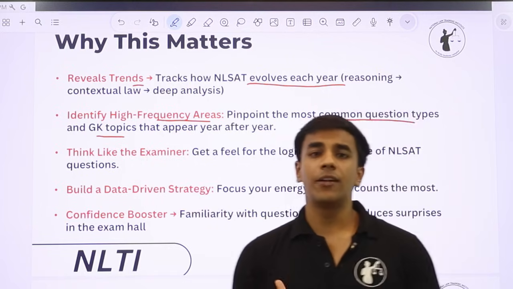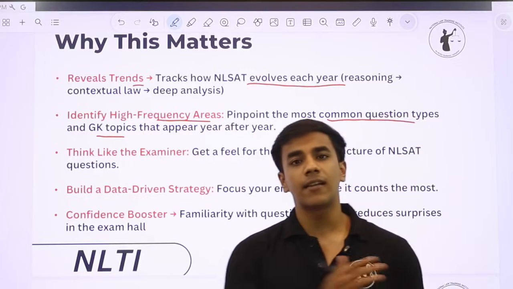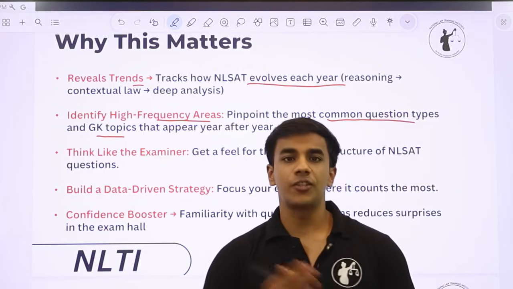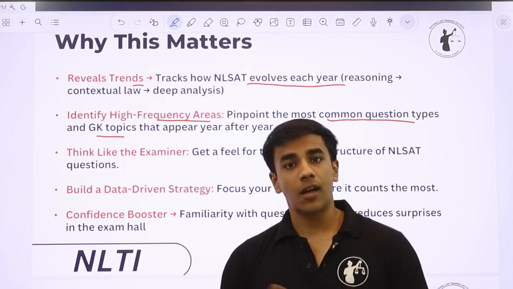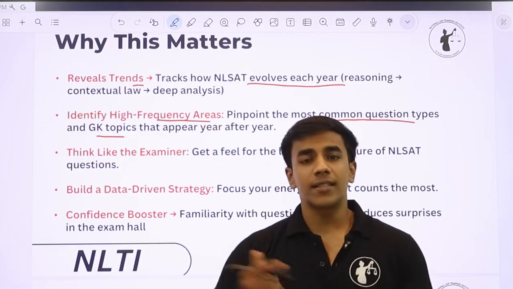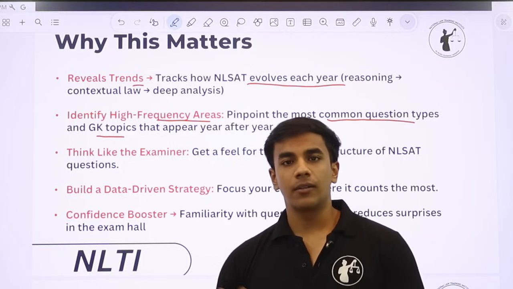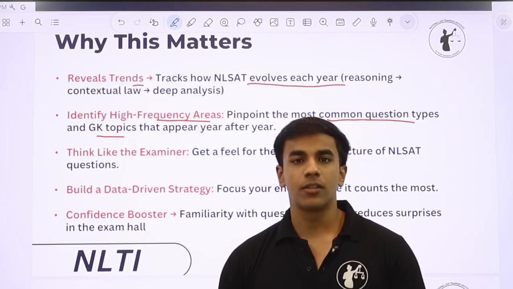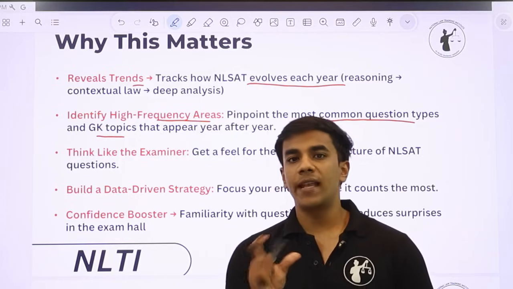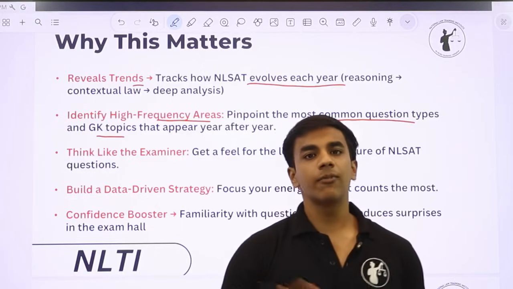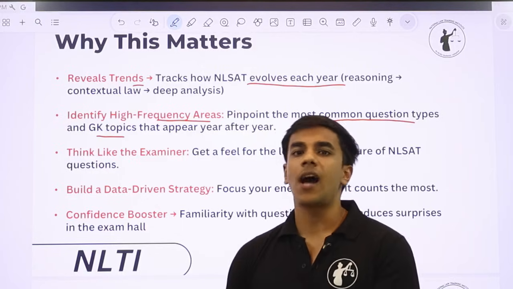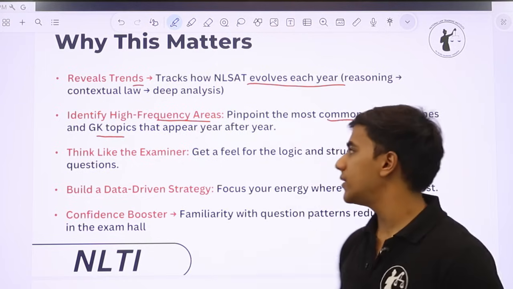NLSAT PYQ discuss करने से हमें पता चलेगा कि NLSAT का focus primarily किन चीजों पर रहता है. Specifically in the GK section, as we'll talk about in the coming few slides, focus is slightly on pop culture, latest movies, latest books, also on international affairs, very contemporary news. तो NLSAT PYQ discuss करने से हमें पता चलेगा कि कहाँ focus है, ताकि for the next 6-7 months we dedicate our focus in these high frequency areas.